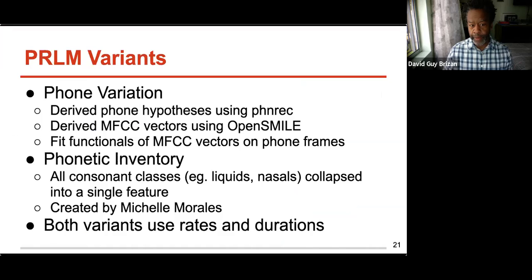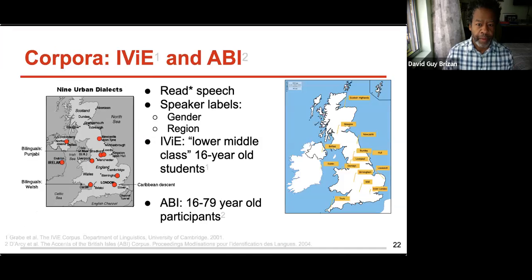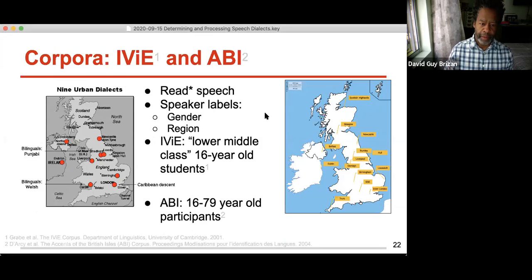There are a bunch of variants to PRLM, and I'm going to skip them in the interest of time, and just say that I looked at 2 different corpora. These corpora are both British, and they took speech samples from different parts of the English islands. This one called IVIE, Intonational Variation in English, looked at English spoken in Northern Ireland, as well as the Republic of Ireland, and in a bunch of different places in England itself. And I thought they were in Wales, but maybe not. This one called ABI, Accents of the British Isles, went into Scotland and definitely went into Wales, among other places.